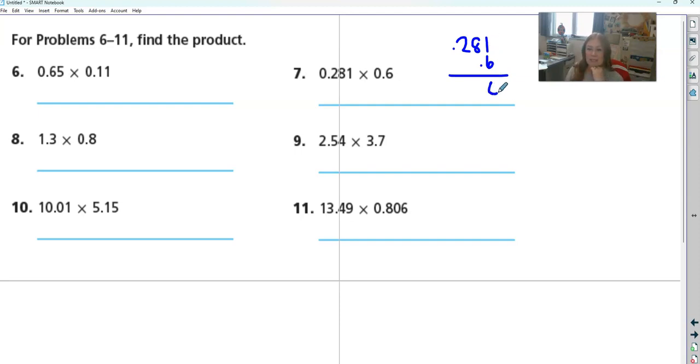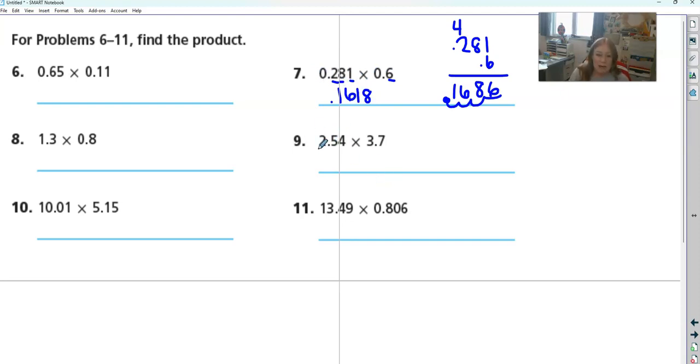So 1 times 6 is 6. 6 times 8 is 48. 6 times 2 is 12, 13, 14, 15, 16. Now I have 1, 2, 3, 4 decimal places. That means I need to move this 1, 2, 3, 4 decimal places. So my answer is 0.1618. So that's 1,618 10,000ths. So very, very tiny, but we're multiplying teeny tiny numbers together.